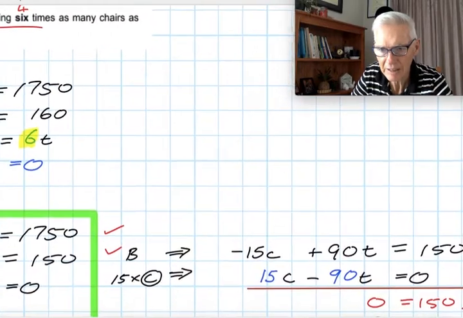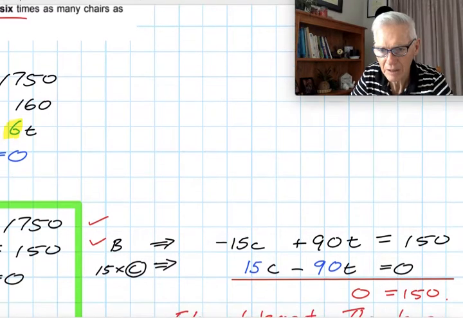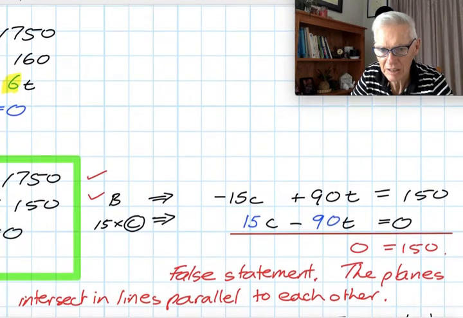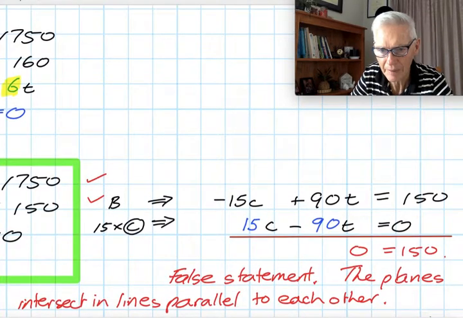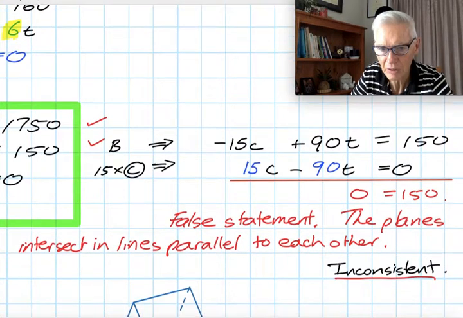And when I add it together, I get 0 equals 150. Now this is a false statement, so it is inconsistent. The planes intersect the lines parallel to each other. So it's inconsistent. Try and mention that word when there's no answer.